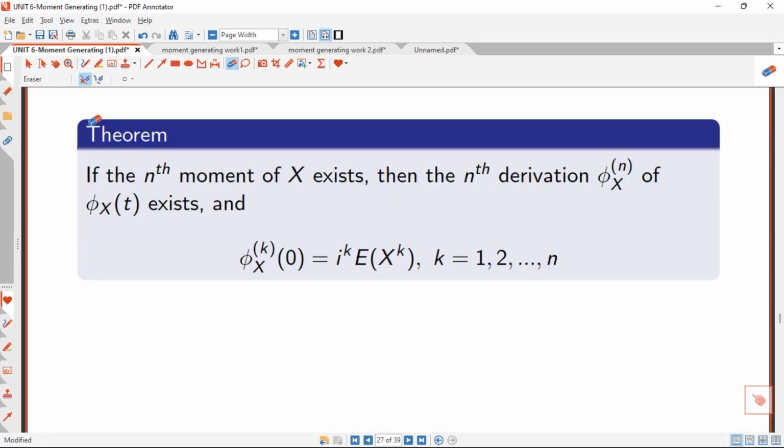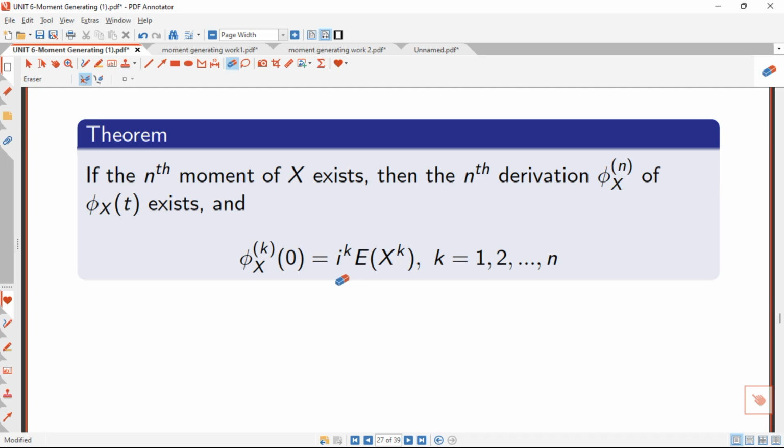Yes. And then this theorem is also telling us that if the nth moment of x exists, let's say you are having n observations of a random variable, and that moment generating function for that random variable really exists, then we are saying that the nth derivative of the characteristic function also exists, right? And then if you take the nth derivative of the characteristic function and put t is equal to 0, we are going to get i raised to the power k times the expectation of x raised to the power k.